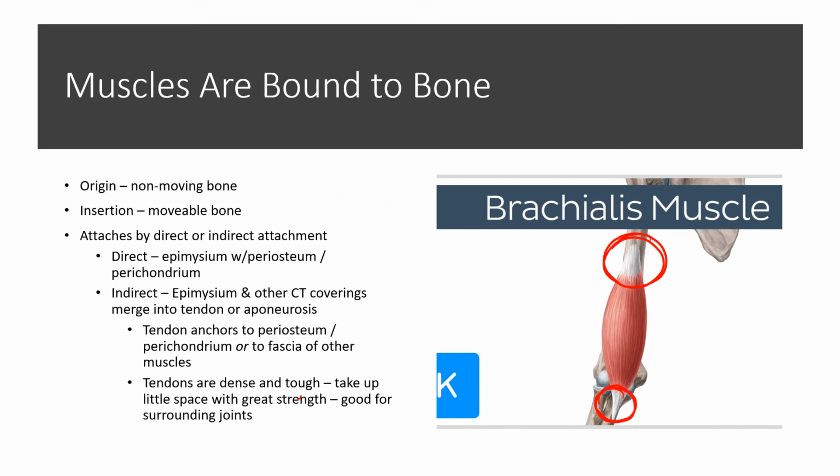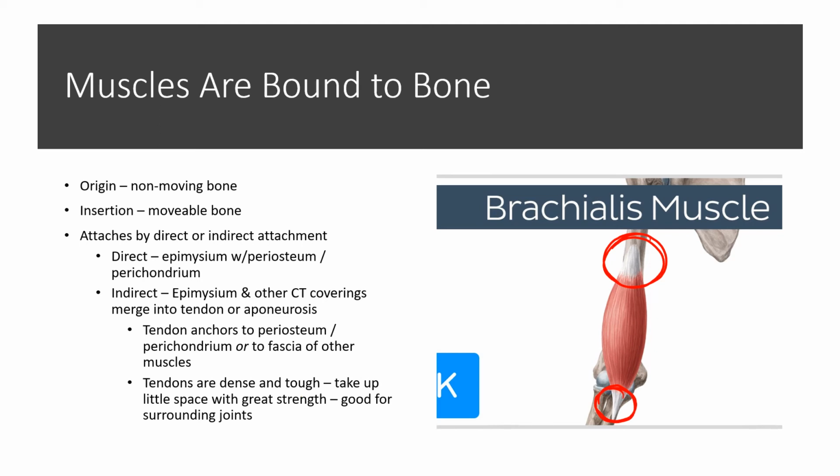An indirect attachment is where the epimysium and other connective tissue on the muscle will merge from the tendon into an aponeurosis. So you have a full merging of the two into the aponeurosis. Tendons anchor to periosteum or perichondrium or to the fascia of other muscles. You can have an insertion into other muscles. Those are also considered indirect attachments. Those are the most common ones that you're going to think about.